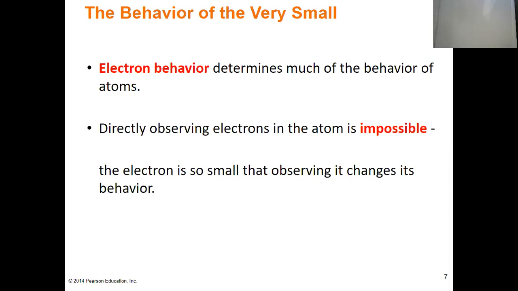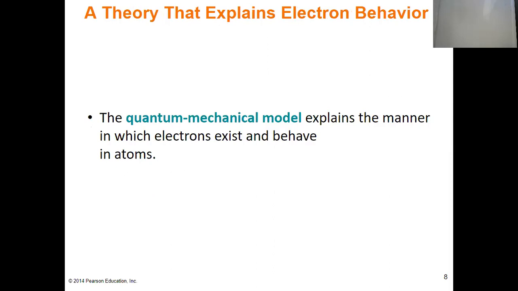Electron behavior, as we've talked about before, determines most of the behavior of atoms, the chemical properties of atoms, things like that. But we cannot observe electrons in an atom. They're so small that when we observe them, like the Schrodinger's cat equation, it changes the behavior. It forces something to happen. So we can't even take a look at what the electron does in nature. So we use a quantum mechanical model to try to explain some of the behavior of electrons and subsequently of atoms.